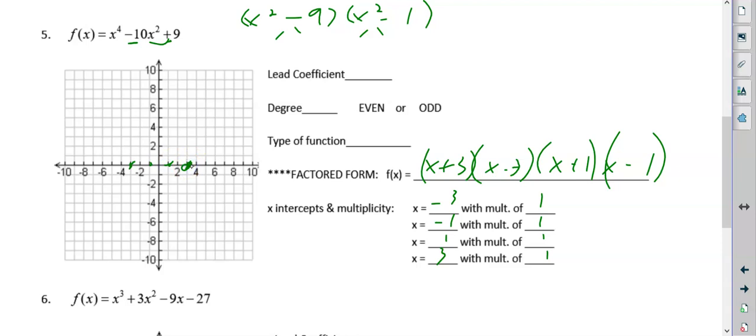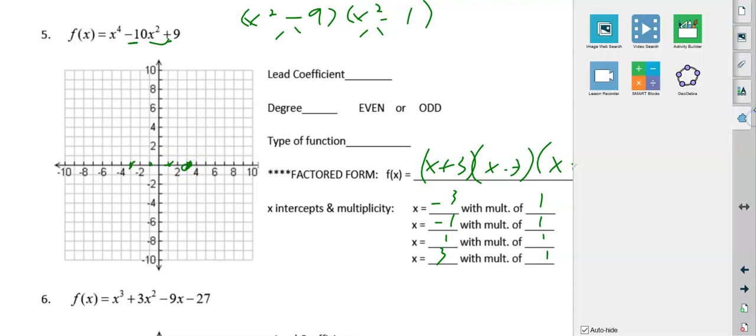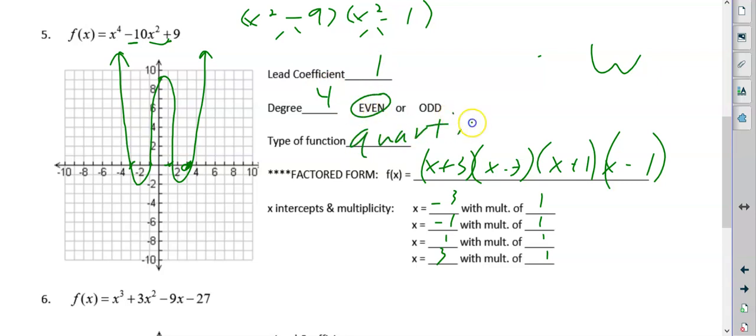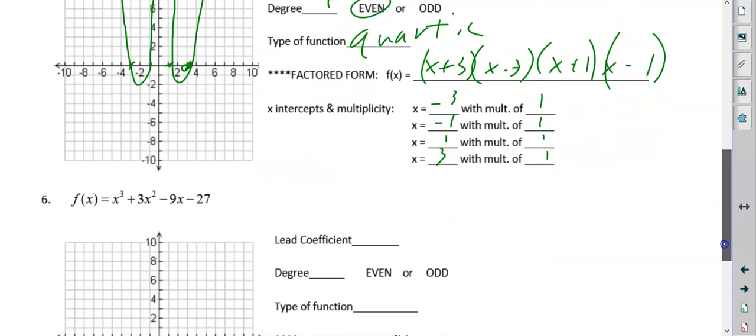That's a little messy. Being that this is a positive, it's going to be a W. Okay. If you look at your graph, your table, you're going to have a number up here of 0, 9 as a y-intercept. So it's going to come down, dip a little bit below, come back down, dip a little bit below, and go up. Okay. The lead coefficient is 1. The degree is 4, which is an even number. That's quartic again. We have a lot of quartics and cubics.